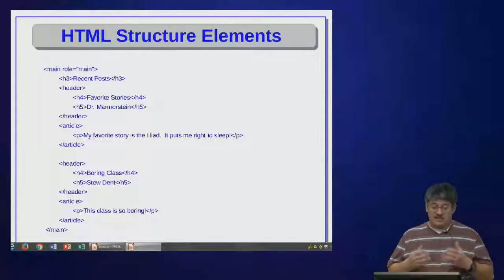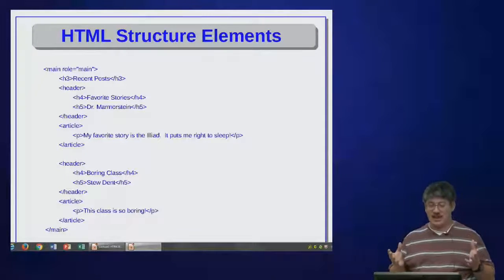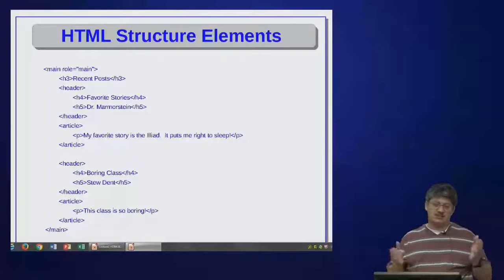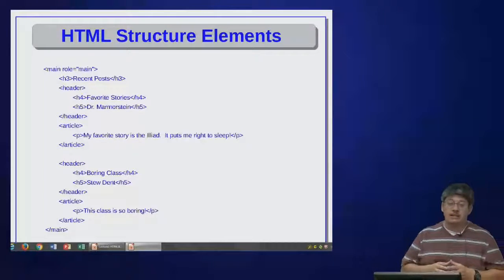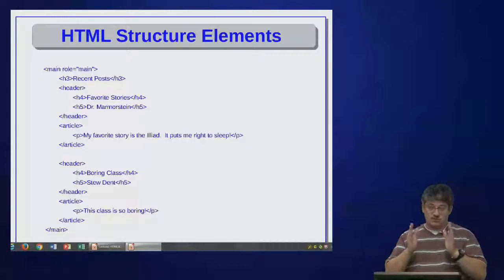The next article has a header with a title and an author name. The title is Boring Class, and the author is Stu Dent. And again, it's just a simple paragraph. In a real web page, these would probably be much longer. There might be multiple paragraphs within each article. But in order to make it fit on the slide, I've got some really short paragraphs here.